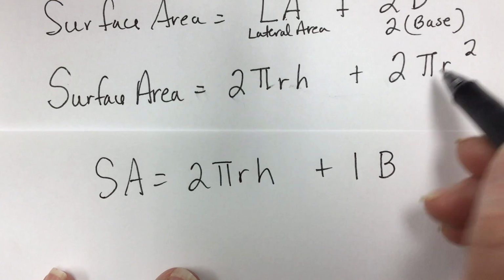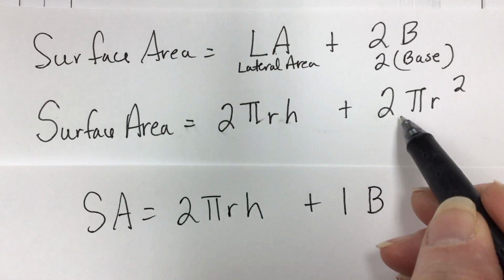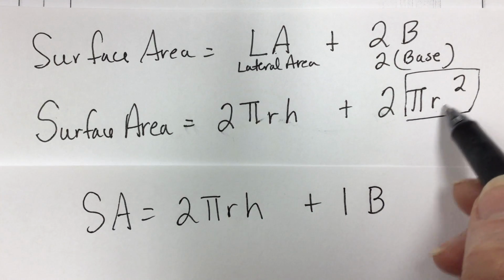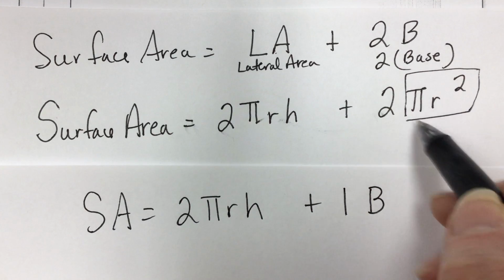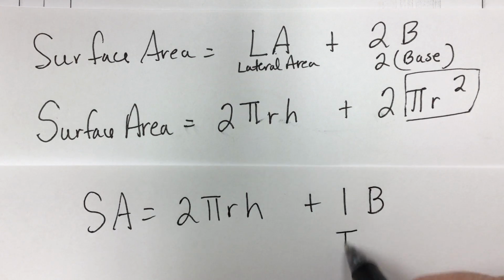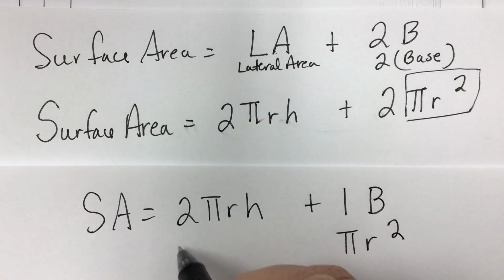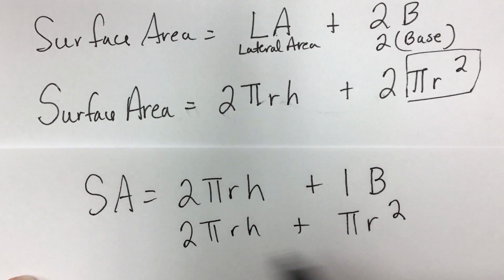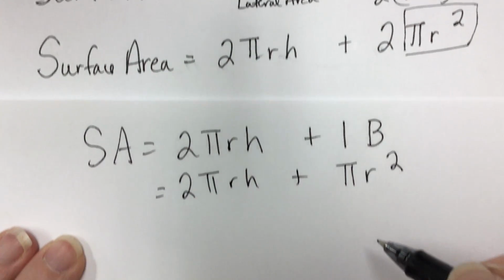So the base formula is pi r squared. That would be the area of a circle, okay? So the area of the circle is pi r squared. So I'm going to replace 1b with pi r squared. So really I have 2 pi r h plus pi r squared to find the surface area of this hamper.